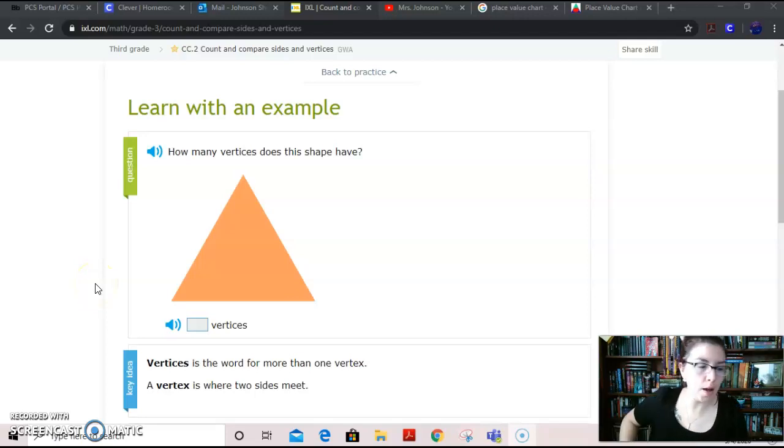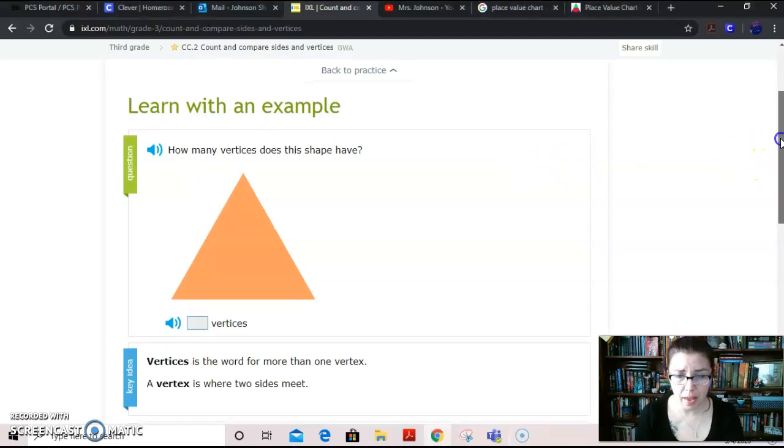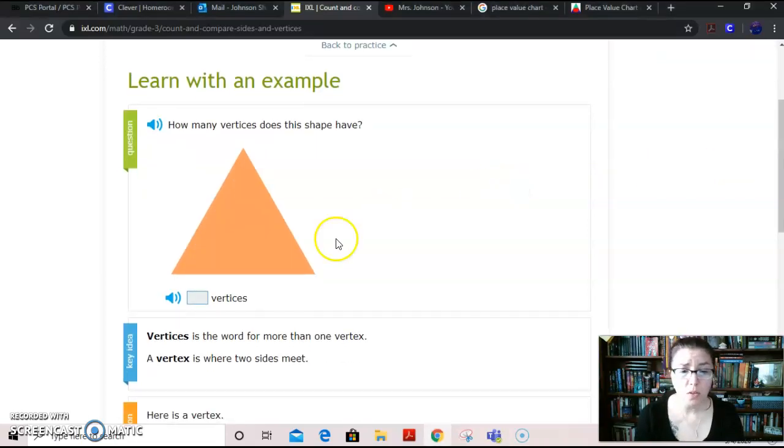This is just an example of the work you're going to be doing for your count and compare sides and vertices practice. So the first part says, how many vertices does the shape have? You can't answer that if you aren't sure what that means. A vertices is the word for more than one vertex. But hold on. First you have to know what a vertex is.